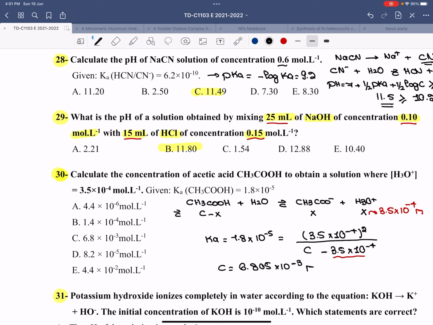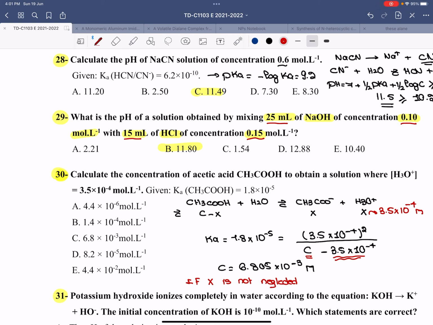You can neglect it. If X is not neglected, and I do mean only this. Why can I only neglect this X? Because you are neglecting it with respect to C. Remember the rule that you used to take before, that minus X or plus X, you can neglect it if the error is actually less than 5%.